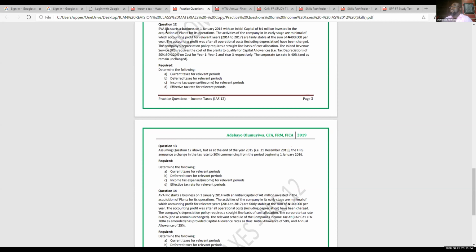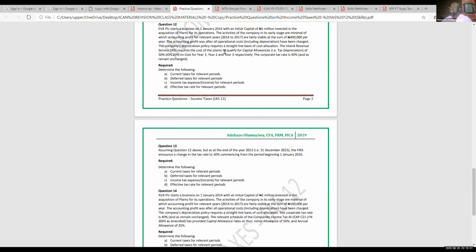Now the assignment reads thus. Eva PLC starts a business on 1st of January 2014 with an initial capital of 1 million naira invested in the acquisition of plants for its operations. The activities of the company in the early stage are minimal, of which accounting profit for the relevant years, 2014 to 2017, are fairly stable at the sum of 400,000 naira per year.